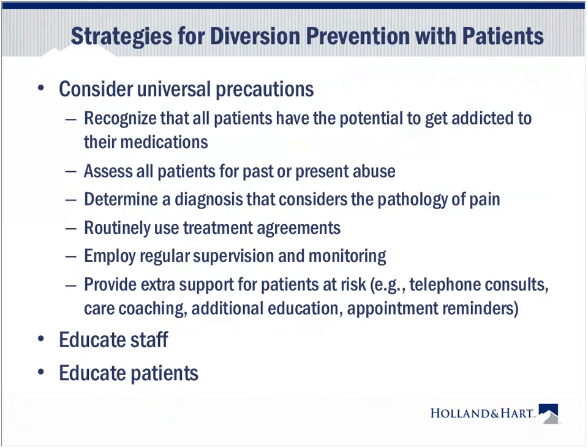This one I think is interesting. Consider universal precautions. This comes from the infection control people, how they handle things by assuming that every patient might have HIV. Same kind of thing with drug abuse. Recognize that all patients have the potential to get addicted. Some are at higher risk than others, but everybody has that capacity. So assess all patients for past or present drug abuse.